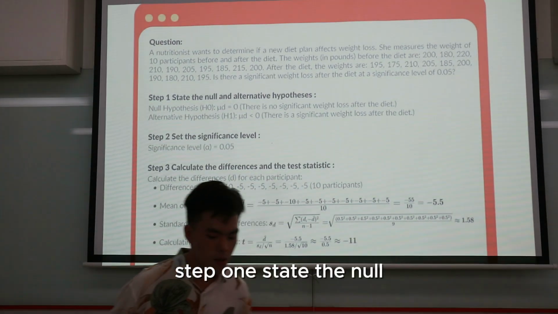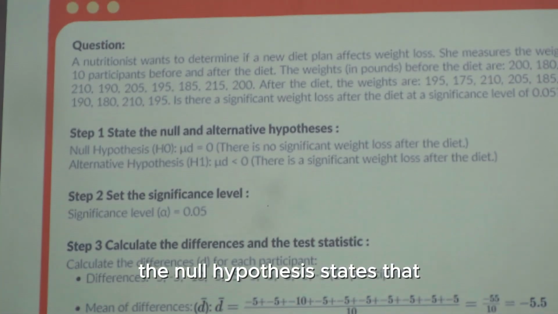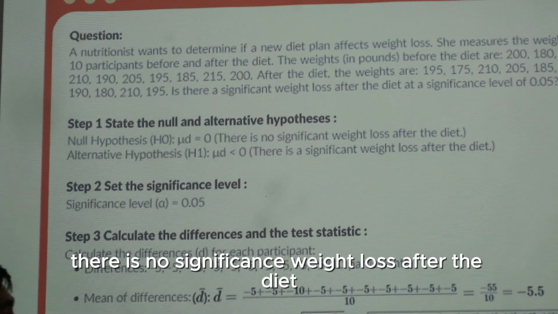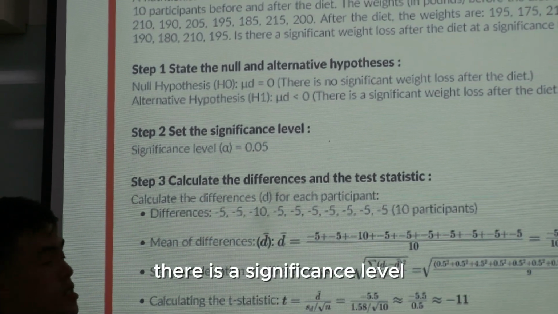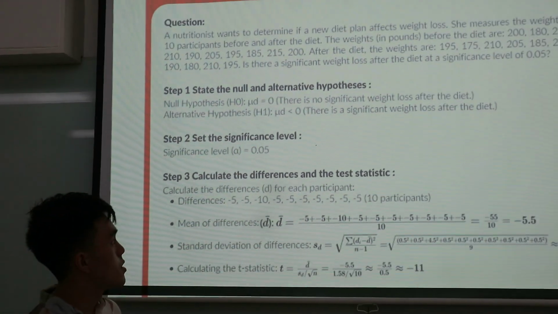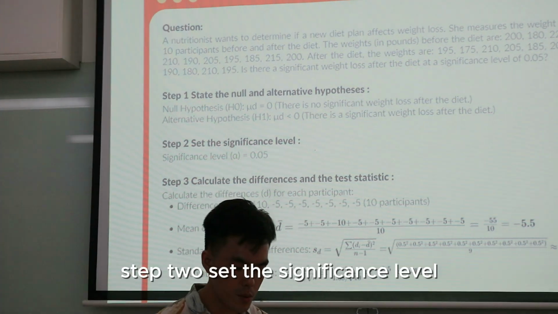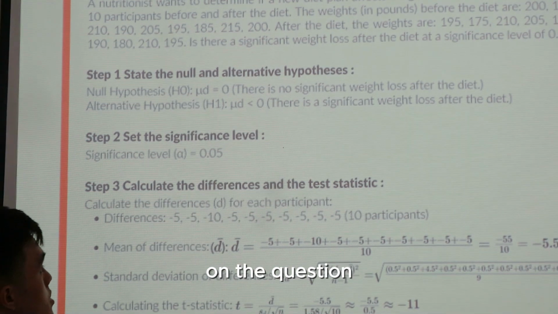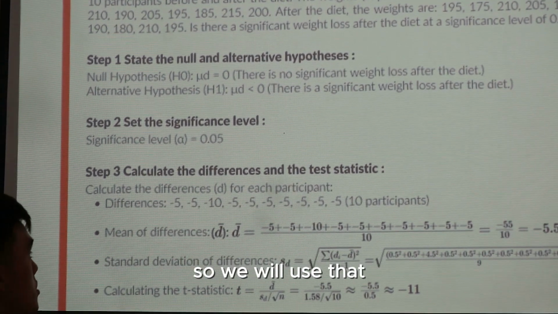Step 1. State the null and alternative hypothesis. The null hypothesis states that there is no significant weight loss after the diet. For the alternative hypothesis, there is a significant level of weight loss after the diet. Step 2. Set the significance level. On the question, we can see that the significance level is 0.05, so we will use that.